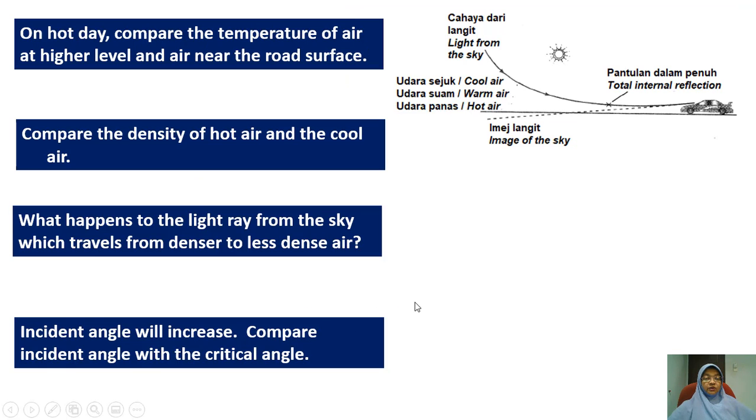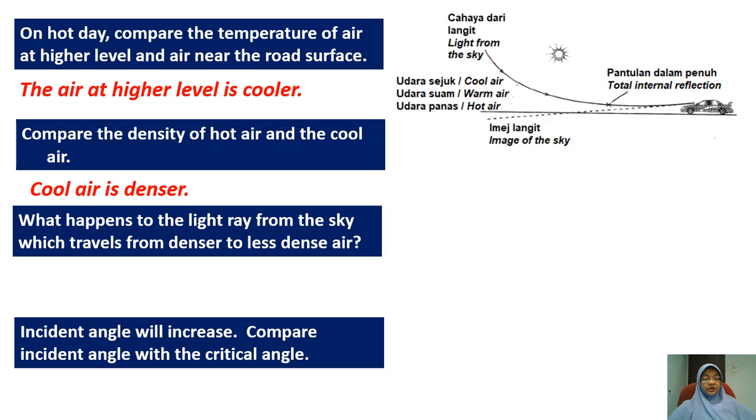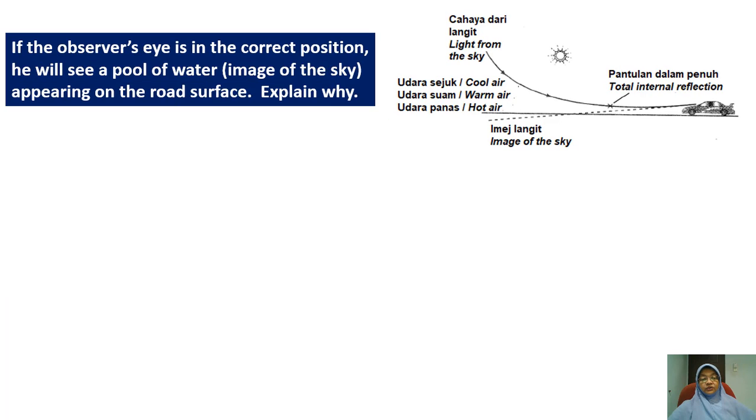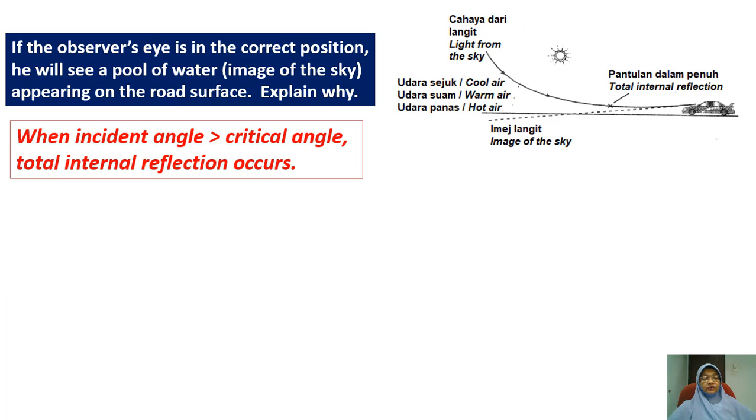On a hot day, compare the temperature of air at higher level and air near the road surface. The air at higher level is cooler, near the road is hotter. Compare the density: cool air is denser. What happens to the light ray from the sky which travels from denser to less dense air? It will refract away from the normal line. The incident angle will increase. Compare the incident angle with the critical angle: the incident angle is larger than the critical angle, so total internal reflection will occur.